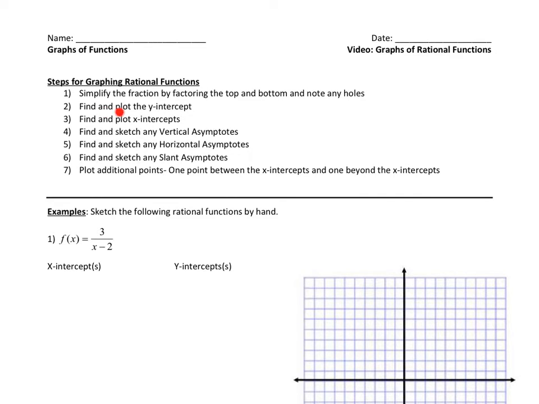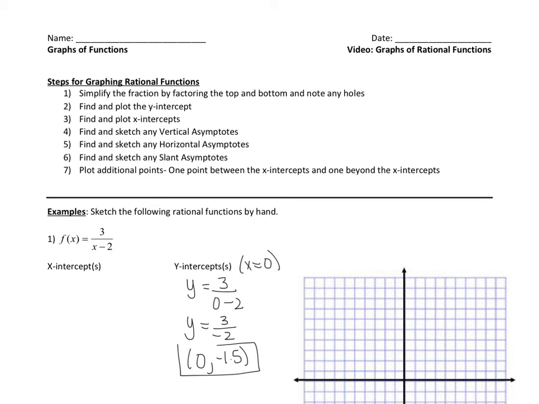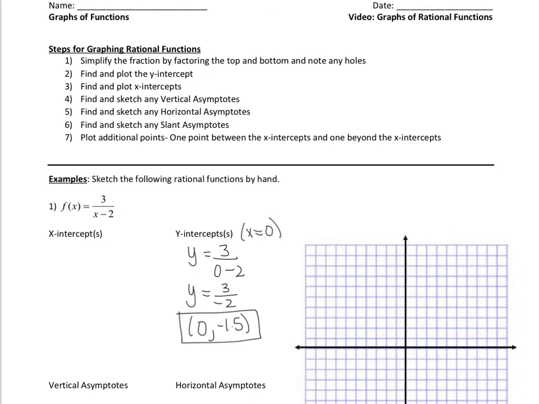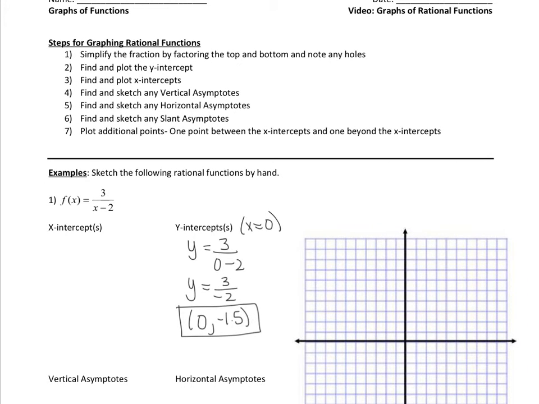So the first thing that you want to do is find and plot the y-intercept. So let's look at this equation here. How do I find a y-intercept? Well, a y-intercept occurs when x is equal to 0. So we have f of x, which is this, so that's y. So y equals 3 over 0 minus 2. So y equals 3 over negative 2. And as a point, that's (0, -1.5), if we would like to use a decimal. That's the y-intercept. So we're going to plot that. So (0, -1.5) is somewhere about there.